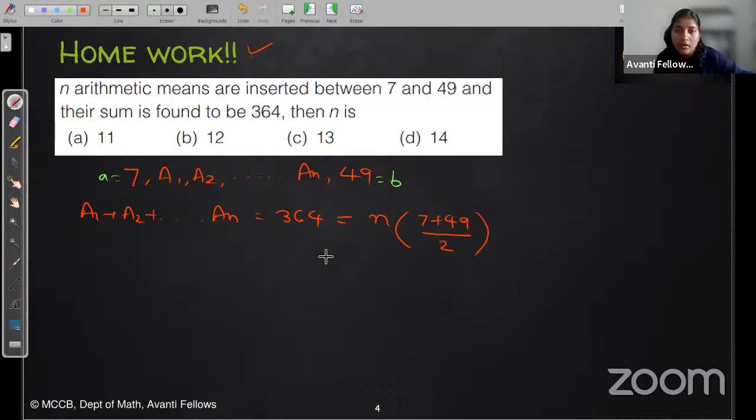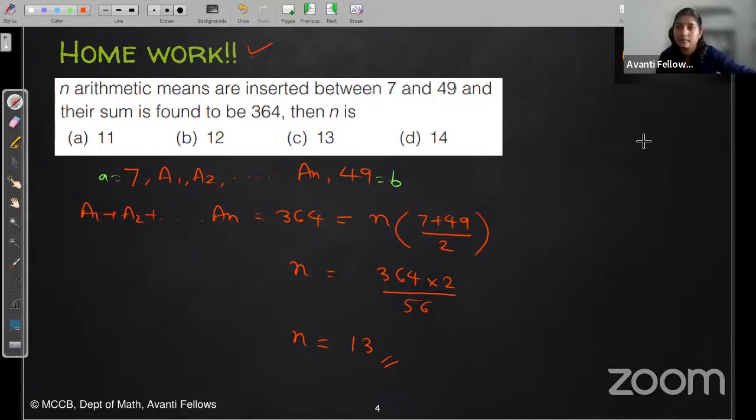So what will n be equal to then? n will be equal to 364 into 2 divided by (49 plus 7), that is 56. When you compute it, what n value do you get? You will get n is equal to 13. I hope this is clear to you all. Any doubt in this?